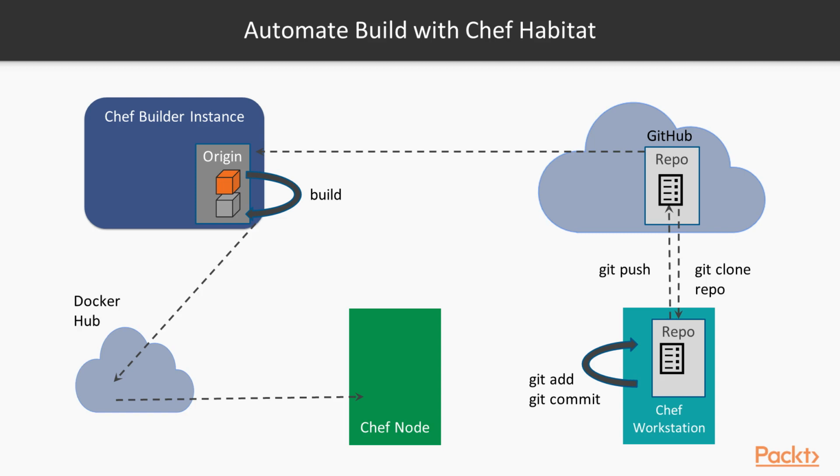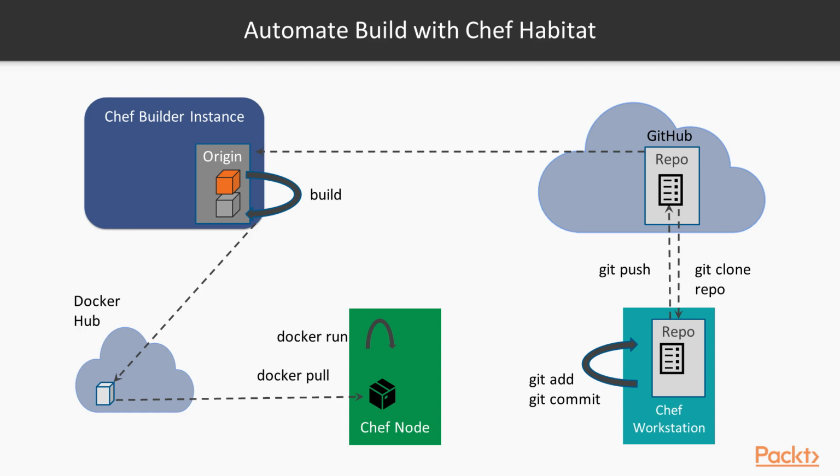Then we can create a Docker image out of it using the export command, and we can push that Docker image to hub.docker.com. And wherever we want to run that particular application as a container, I can go and do a Docker pull on that instance and spin up a container from that Docker image using the Docker run command. So this way, you can automate the build process.